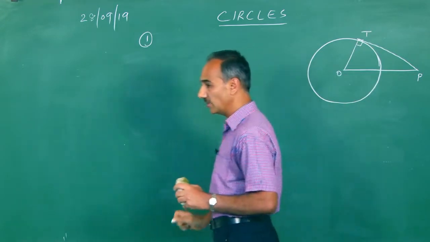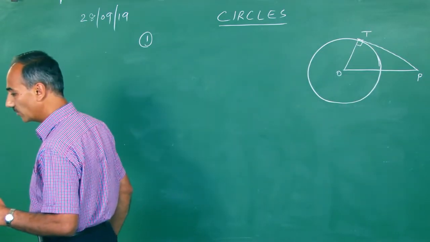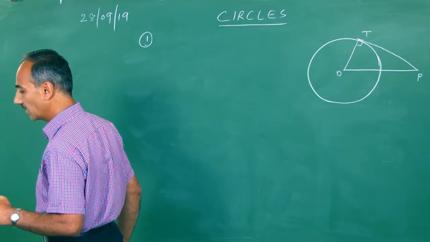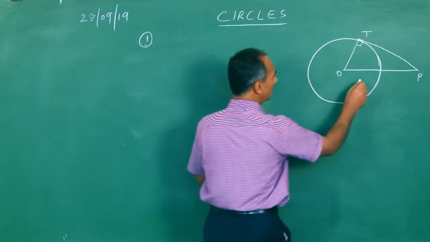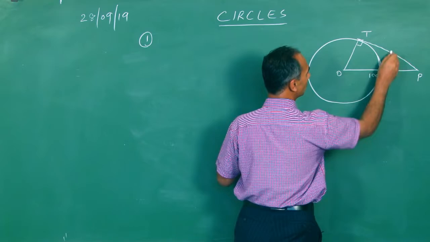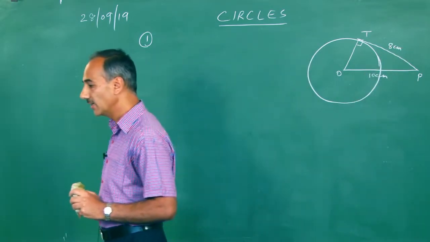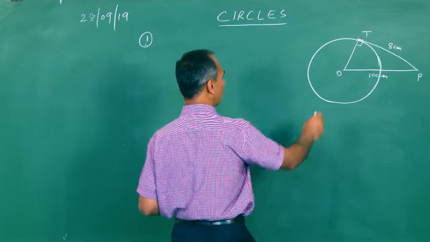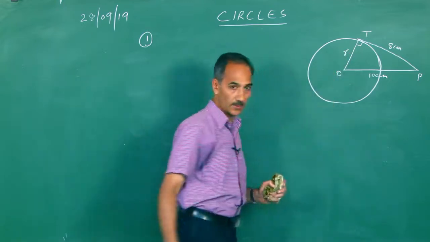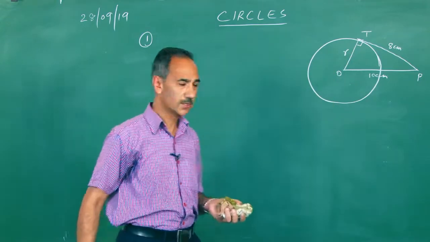Now what's the length of the tangent? Length of tangent is given to be 8 centimeters, and this is 10 centimeters. This distance is 10 centimeters, this distance is 8 centimeters. What we are asked is to find the radius of the circle, that is R. A question worth 2 marks.